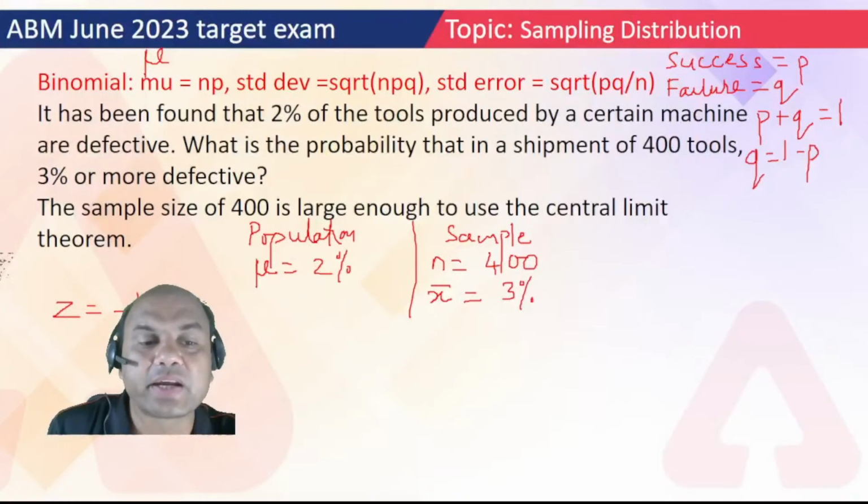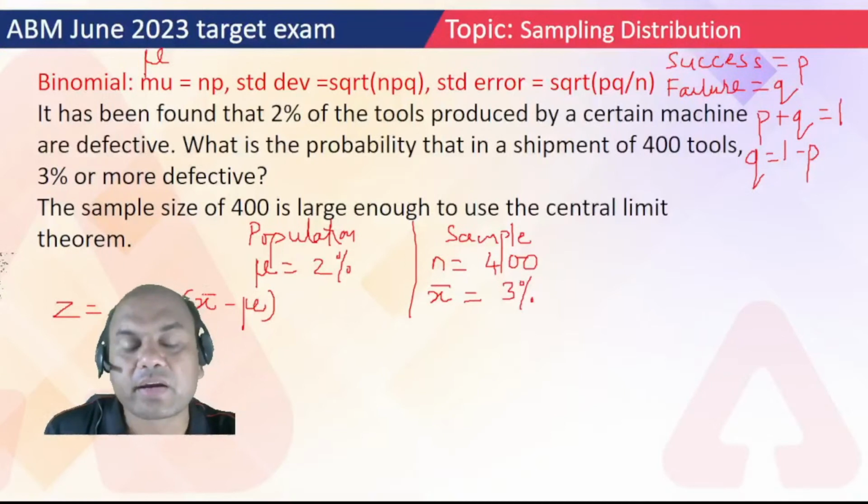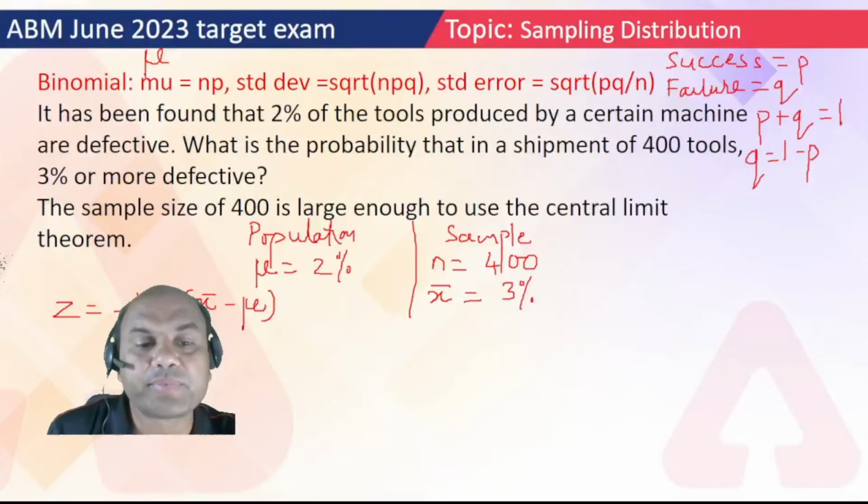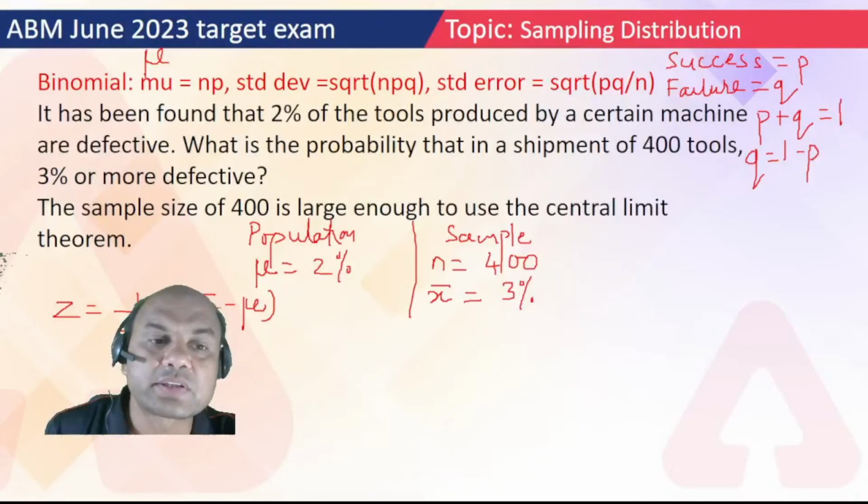So how do I find it? What is the formula for standard error? Standard error equals the square root of PQ upon N. I'll find it separately over here. But what is P? What do I want? That 3% or more are defectives. What is given?